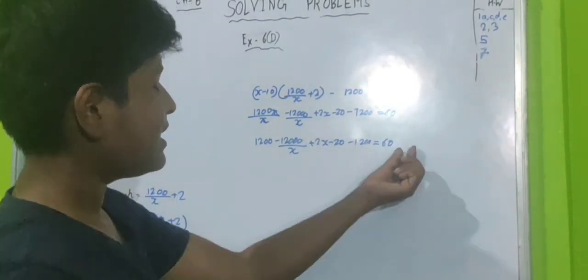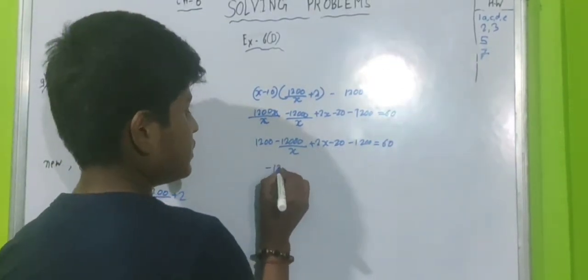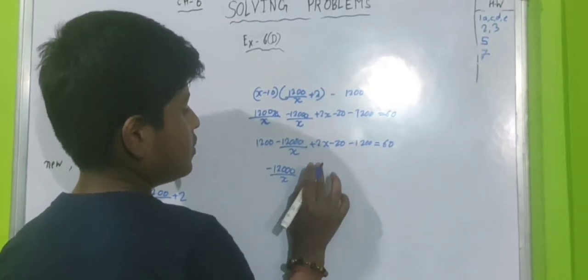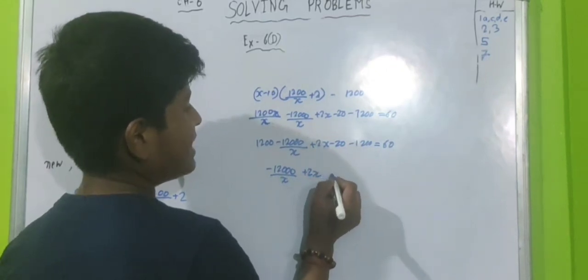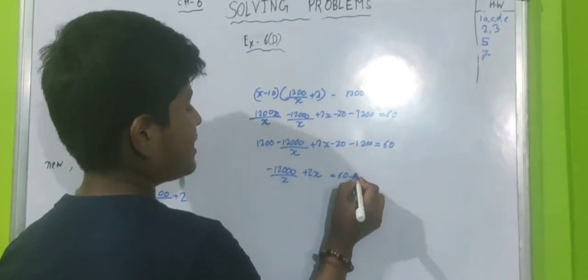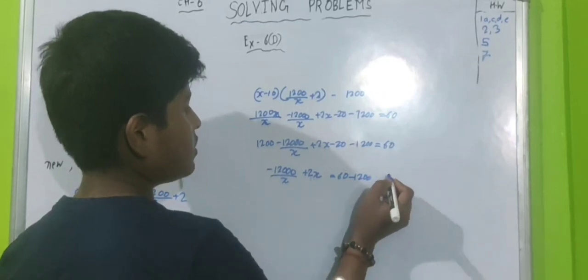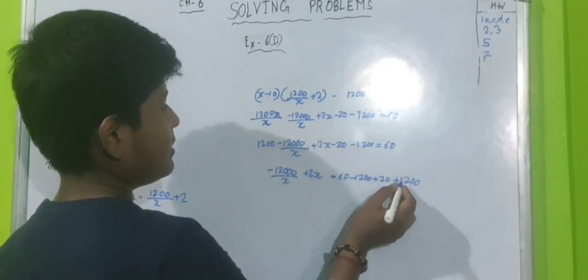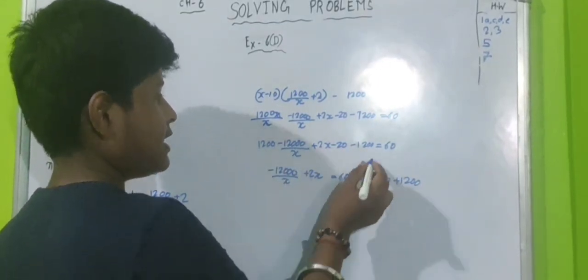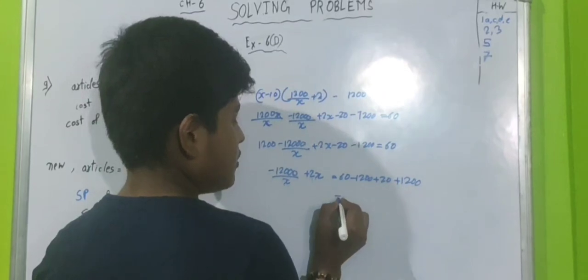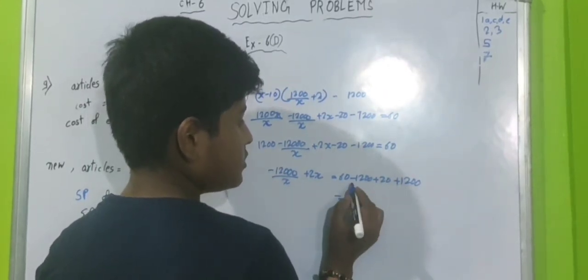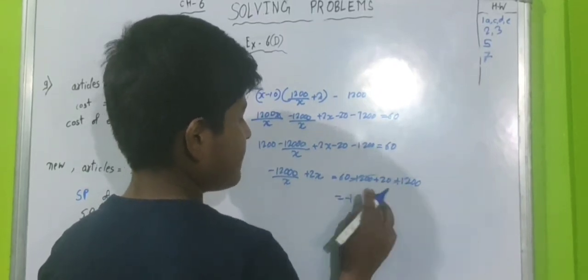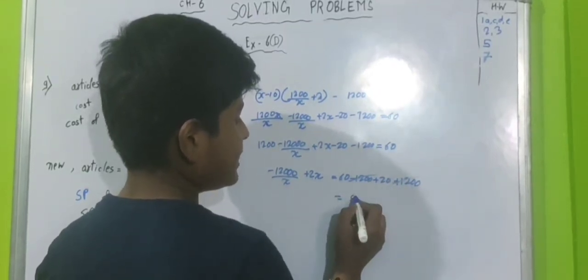So friends, now the variables on one side and the constants on the other side. So minus 12000 by x plus 2x only this side, and the rest all will be that side, equals 60 minus 1200 plus 20 plus 1200. The sign will be reversed. Minus plus, minus plus, plus minus, and this is only plus. So now you have minus 1200 plus 1200 get cancelled. Only 60 plus 20, that is 80.